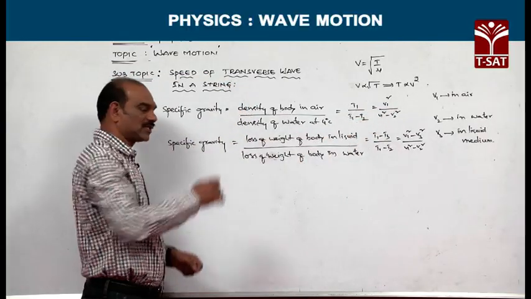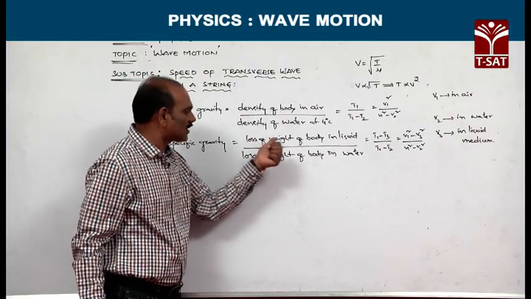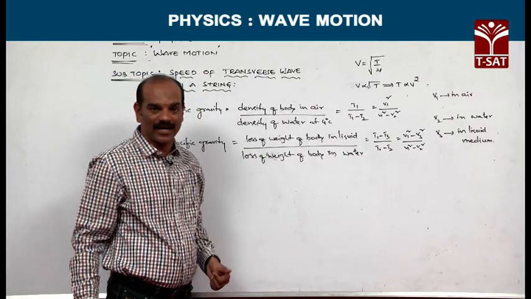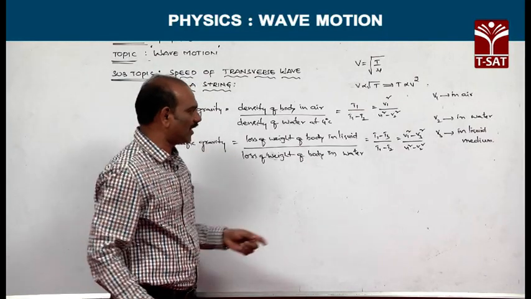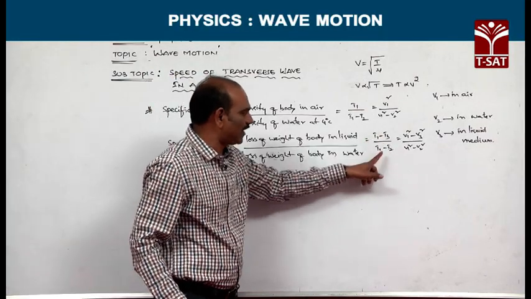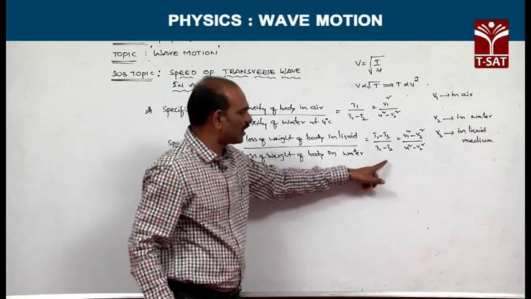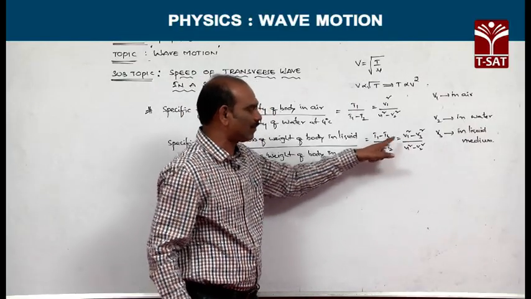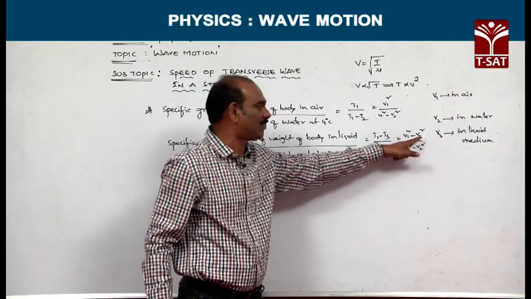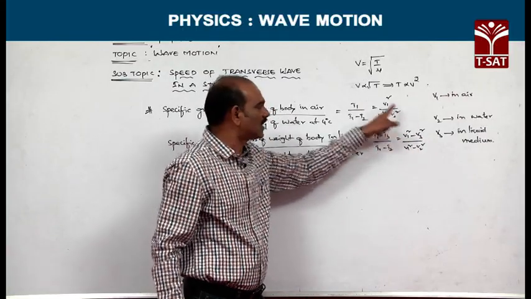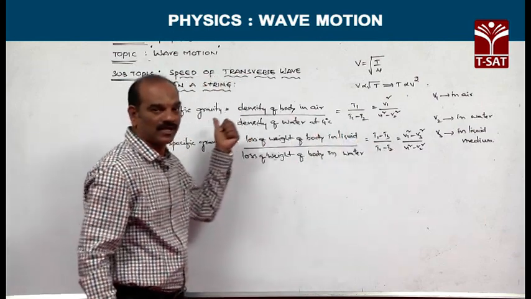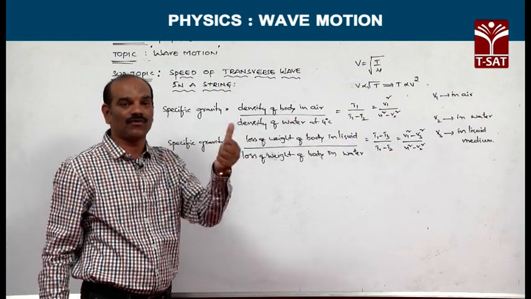One more formula for specific gravity is the loss of weight of the body in liquid by the loss of weight of the body in water, which is equivalent to T1 minus T3 by T1 minus T2, which is equivalent to V1 square minus V3 square by V1 square minus V2 square. T1 can be replaced by V1 square, T3 by V3 square, and T2 by V2 square. These are the various forms of specific gravity in terms of V1, V2, V3.